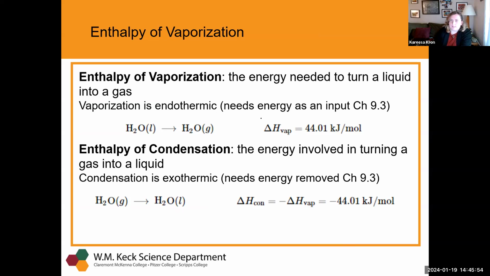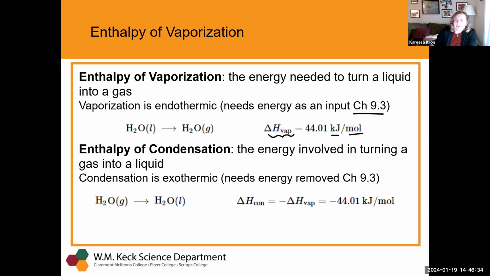If you want to take a pot of water and turn it into a gas, you're going to need to put a lot of heat in, and that makes it endothermic. I've cited chapter 9.3 here, so that if you'd like to go back and review endothermic, you can. Ultimately, this heat of vaporization is the amount of energy per mole that we need to convert some liquid into a gas. The reverse, turning a gas into a liquid, is the enthalpy of condensation.